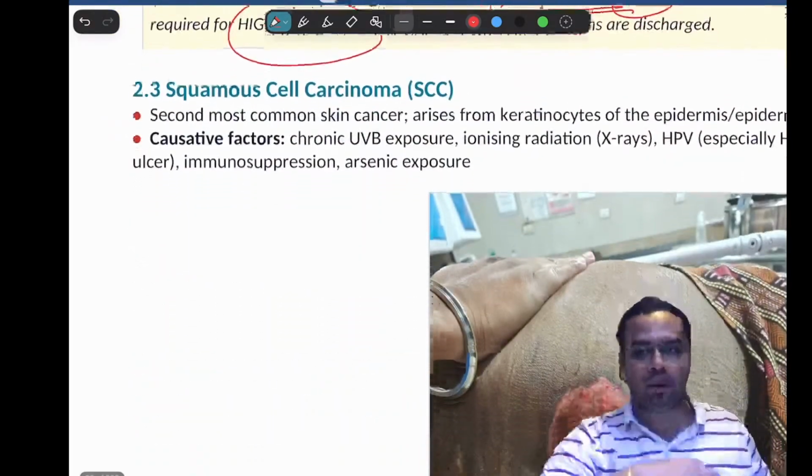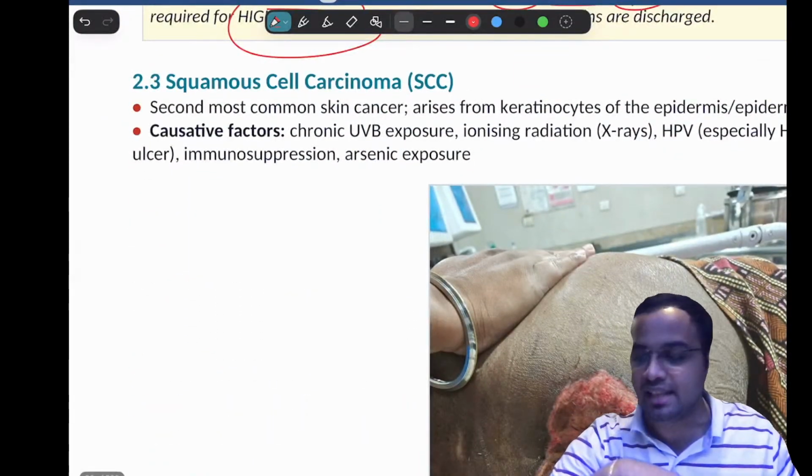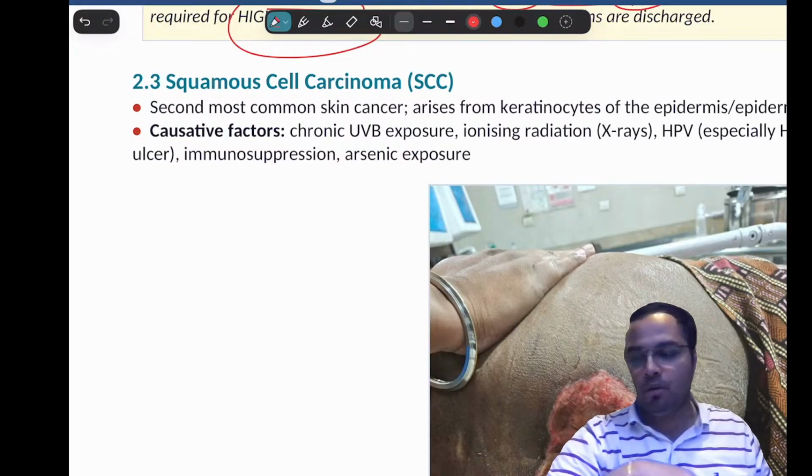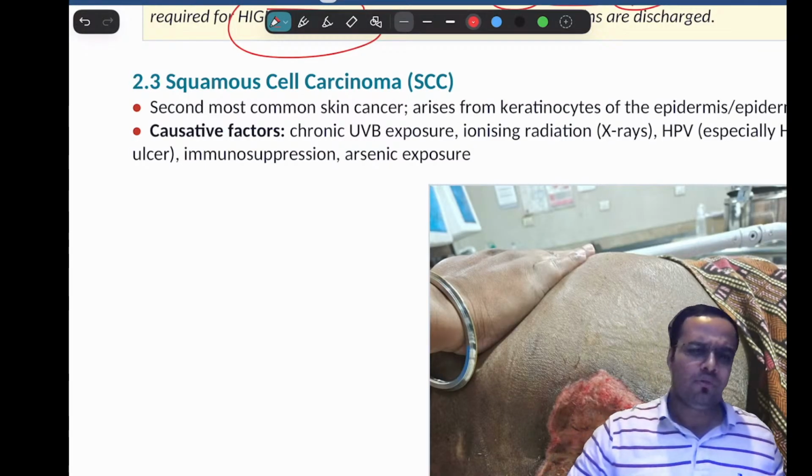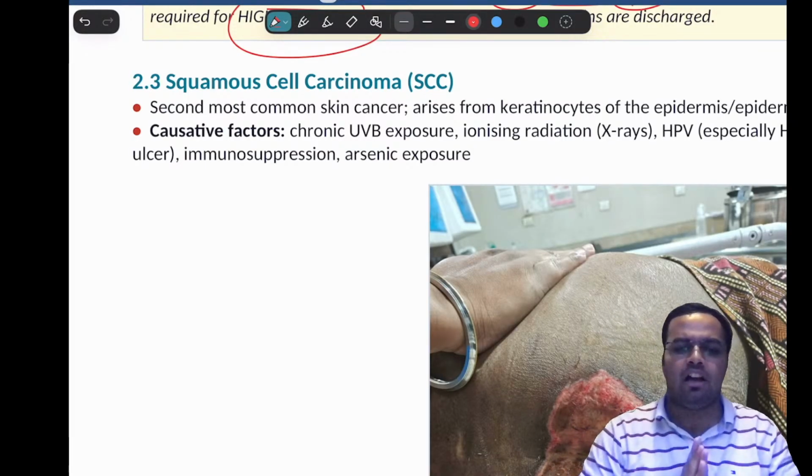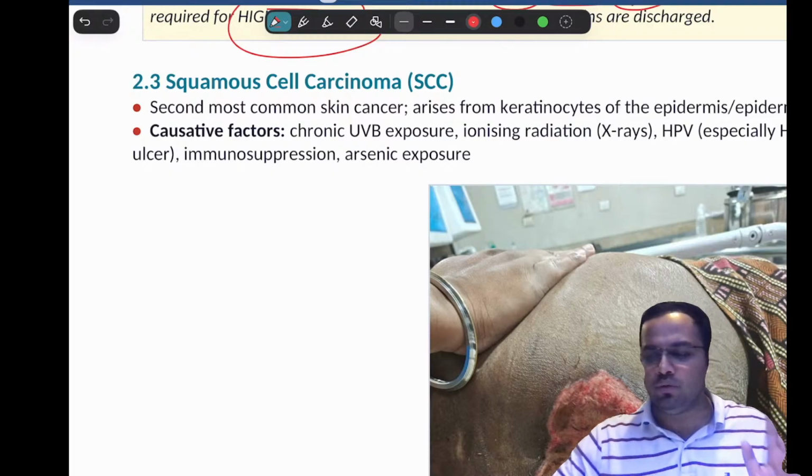Now we are going to jump to the second malignancy, which is squamous cell cancer. Whenever we talk about squamous cell cancer, it is important that it can be caused by ionizing radiations and UVB radiations as well.